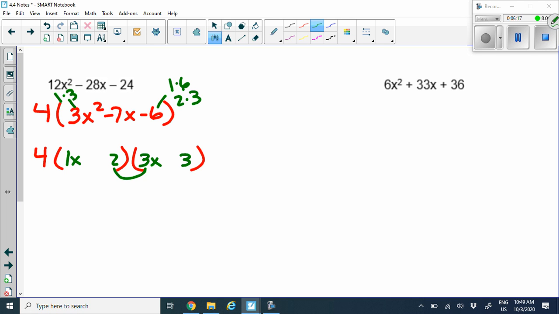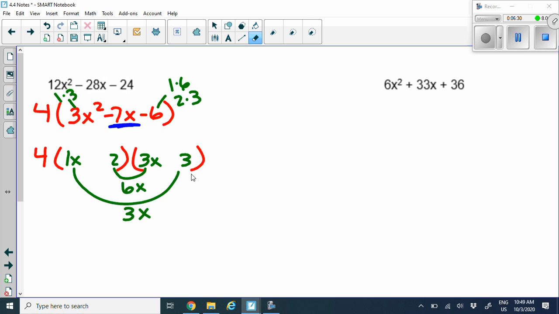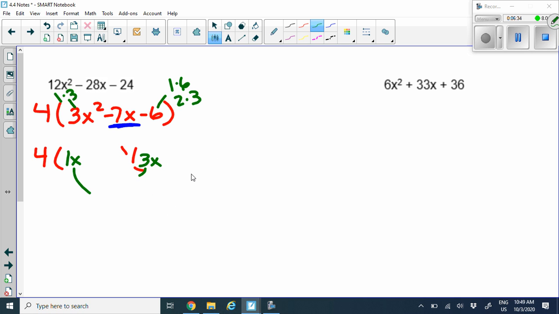Okay, multiply the inner, I get 6x. Multiply the outer, I get 3x. So if I have 6x and 3x, will that ever add up to our 7? No. So let's go ahead and switch that. So I'm going to have 3 here. And then I'm going to have my 2 on this side.